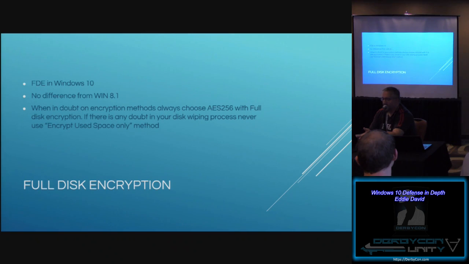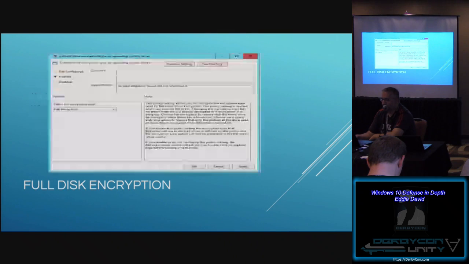So again, I've already said this, full disk encryption with Windows 10 is no different from 8. You need to be careful because the default encryption algorithm for BitLocker is AES 128. You're going to need to bump that to 256. Also, you don't want your users dictating whether they want to use used space only or full. So internally, if you have any type of internal disk wiping processes you're unsure about, you never want to do encrypt used space only. Just do full. It'll do the disk end to end.